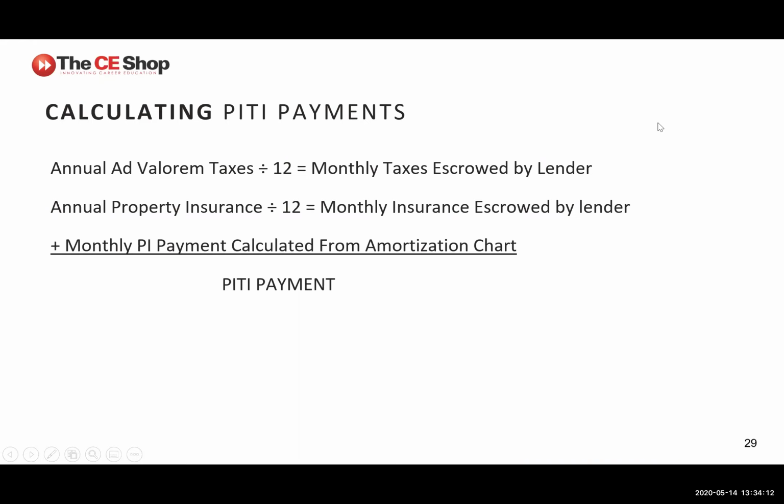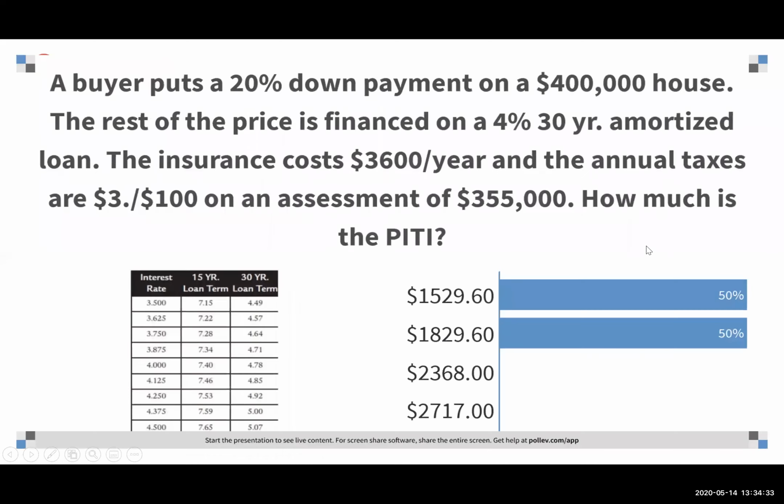Basically, you're going to have a 1-year property insurance or ad valorem tax. You're going to divide that by 12, and that's going to be escrowed by your lender on a monthly basis. So every month you're going to have the tax and the insurance added in with your principal and interest.